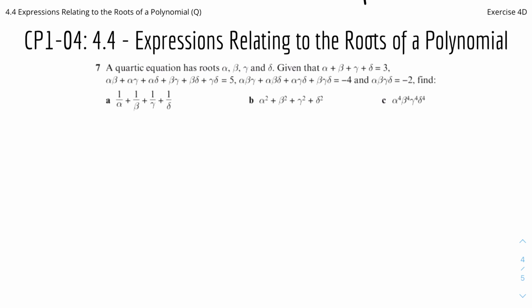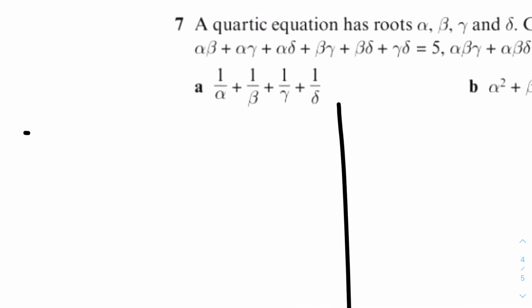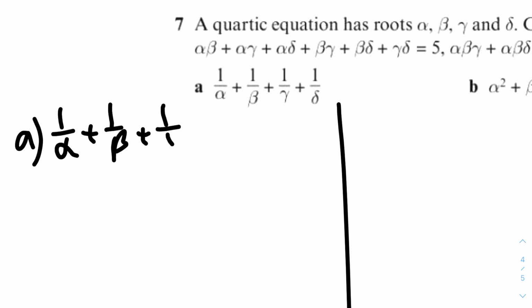And we have the next question. A quartic equation has roots alpha and beta and gamma and delta. Given that alpha plus beta plus gamma plus delta equals 3, and the other information, find the following expressions. I'll split into 3 different columns, so it's easy to answer them as well. The first part, 1 over alpha plus 1 over beta plus 1 over gamma plus 1 over delta. It's quite a standard answer.